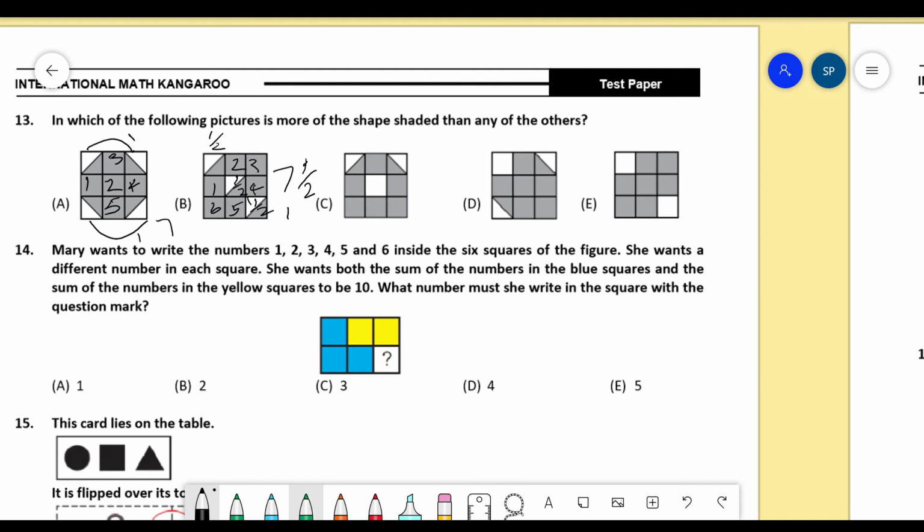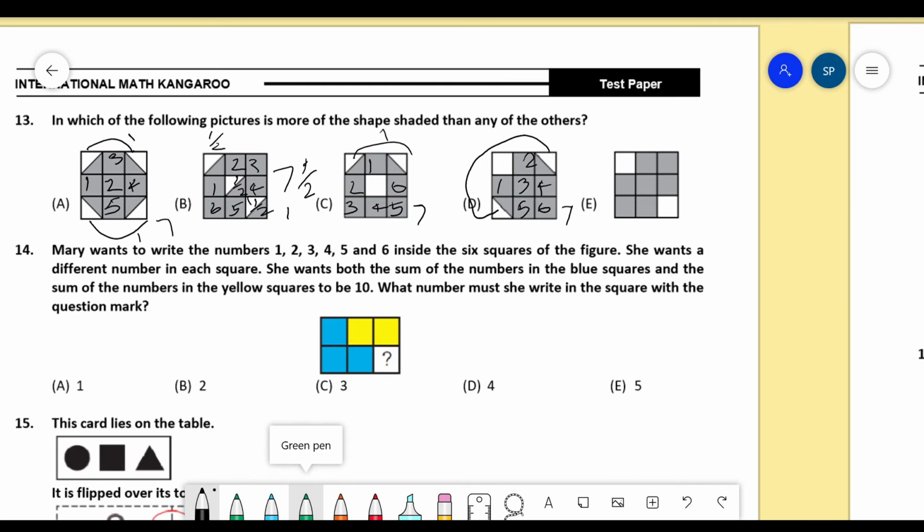And C. C has 1, 2, 3, 4, 5, 6. And then since there are 2 halves, they can work together to make 1 whole tile, which means 6 plus 1, 7. Here is 1, 2, 3, 4, 5, and 6. But those are 6 whole tiles. But we also have 2 halves, and these 2 can work together to make 1. So 6 plus 1 is a 7.